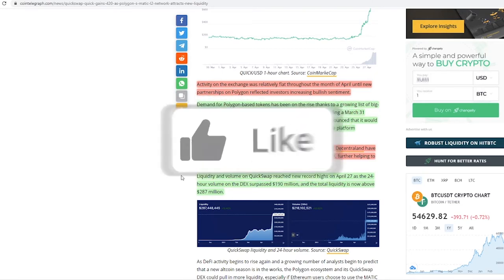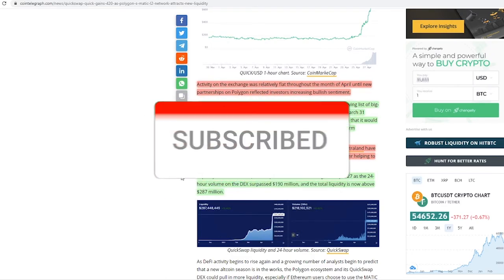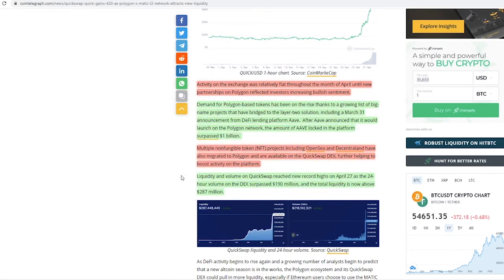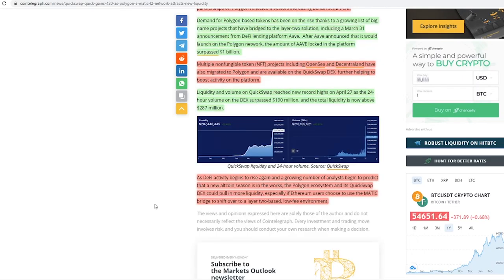Liquidity and volume on Quickswap reached new record highs on April 27th, as the 24-hour volume on the DEX surpassed $190 million, and the total liquidity is now above $287 million. As DeFi activity begins to rise again, and a growing number of analysts predict that the new altcoin season is in the works, the Polygon ecosystem and its Quickswap DEX could pull in more liquidity, especially if Ethereum users choose to use the Matic bridge to shift over to a Layer 2-based, low-fee environment.